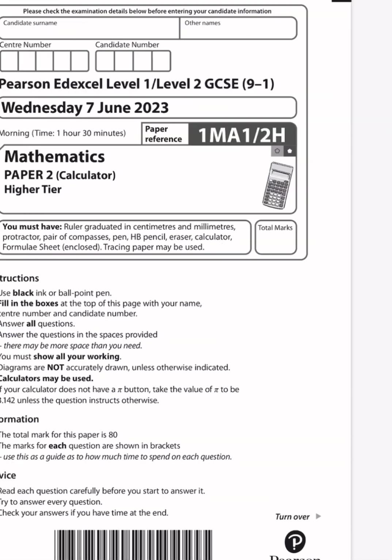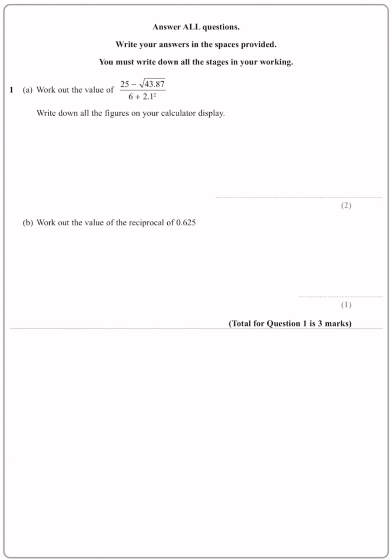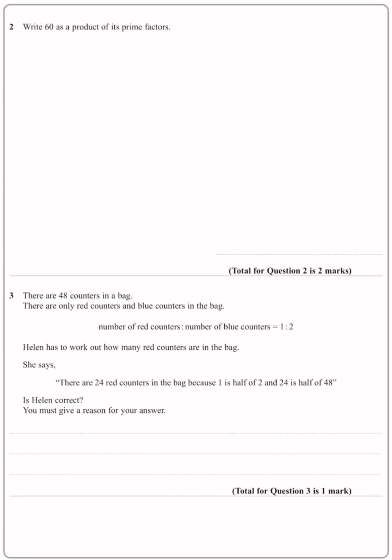This is the 1MA1 series, paper 2H, the second one, the first of the calculators. Question 1A, if you can plug numbers into your calculator in the correct order, you should get 1.76527923. For part B, 0.625, if you recognise that that's 5/8, you can flip it to get 8/5 or 1.6 or 1 3/5.